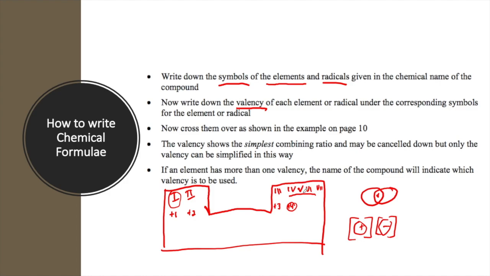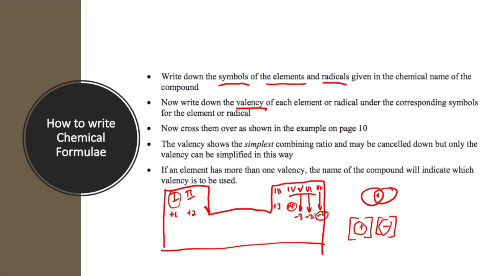If you're group 15, group 5 of 15, here your valency will be negative 3. Group 15 is negative 3, group 16 is negative 2, and group 17 will be negative 1.